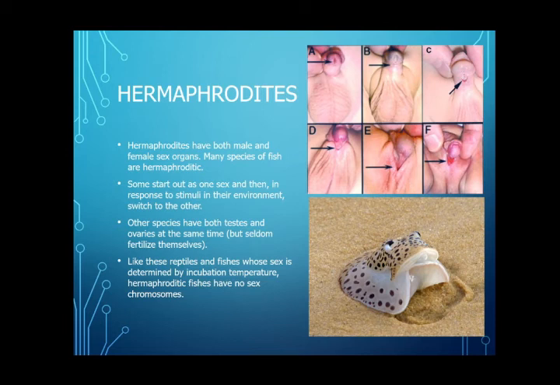Other species have both testes and ovaries at the same time but seldom fertilize themselves, like slugs, sea slugs. Like these reptiles and fishes whose sex is determined by incubation temperature, hermaphroditic fishes have no sex chromosomes.